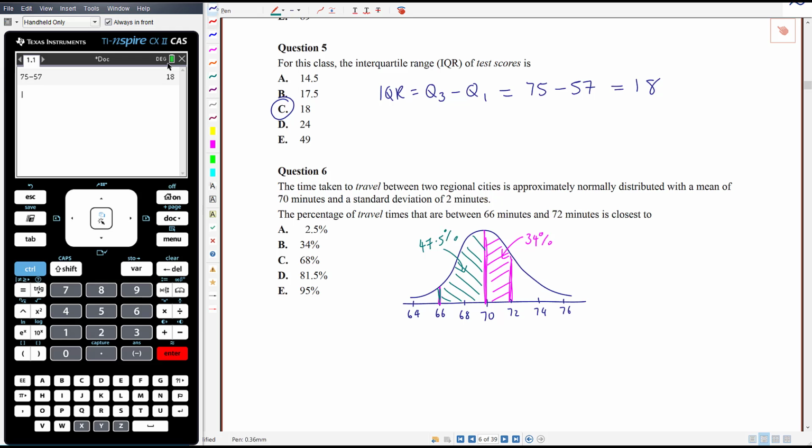And so therefore we're going to need 47.5% plus 34%, so 47.5 plus 34 gives us 81.5% between 66 and 72.